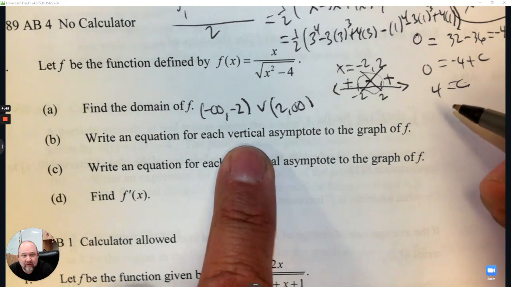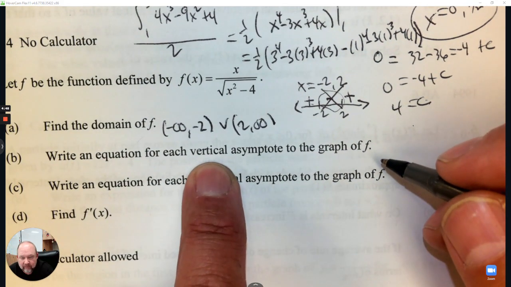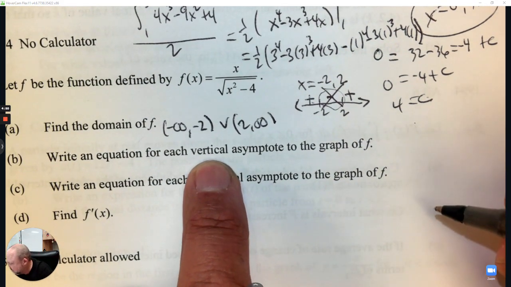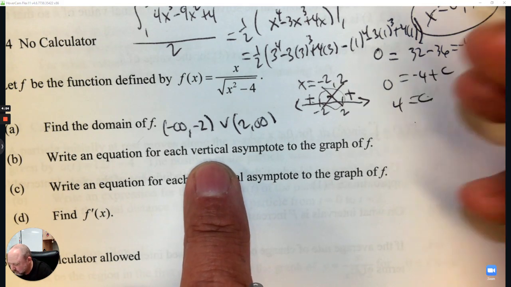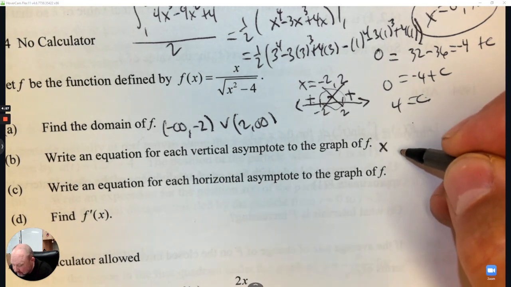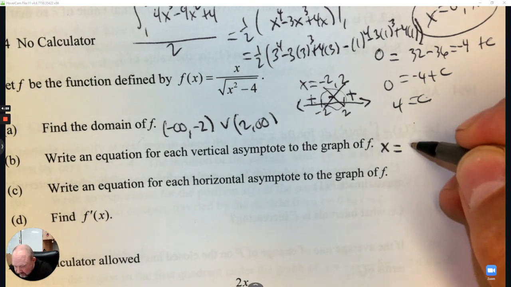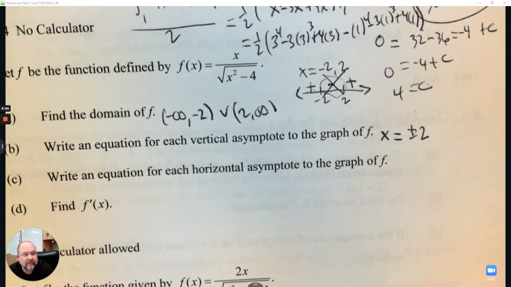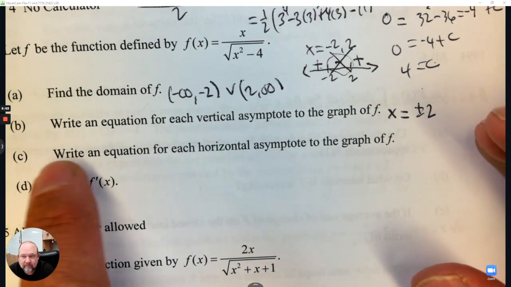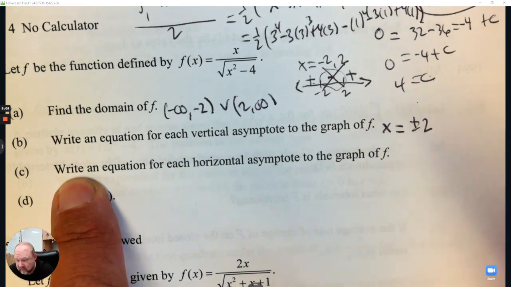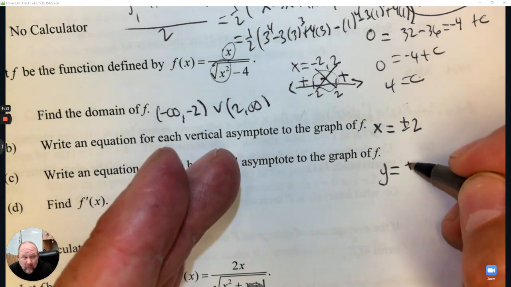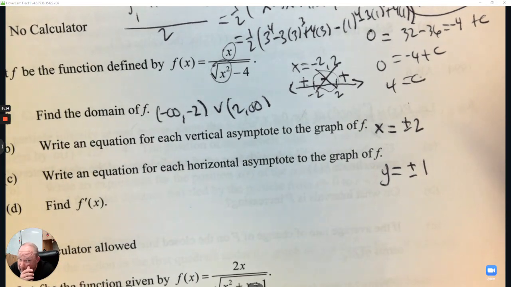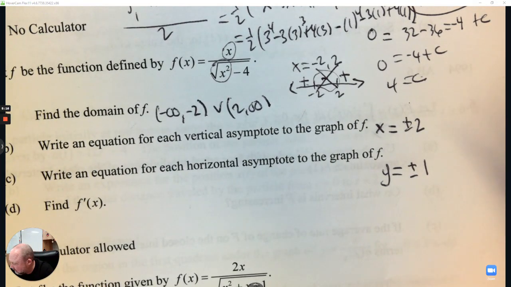Write an equation for the vertical asymptotes. That's what makes the bottom 0. So it's positive and negative 2. Write an equation for the horizontal. That's power term over power term. Now, the square root of x squared is x, but it could be positive or negative. So there's actually two. One's positive 1 and one's negative 1.